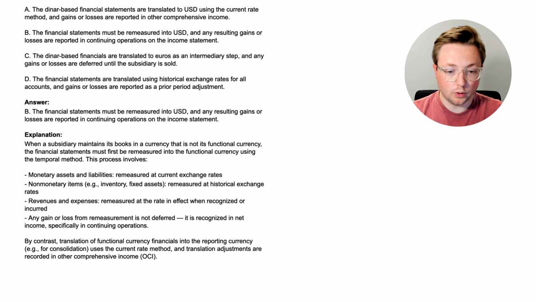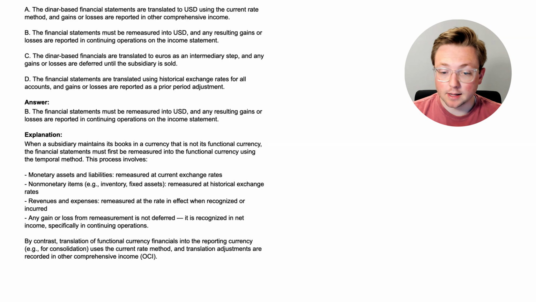Well, we're going to talk about what it involves. This process involves monetary assets and liabilities being remeasured at current exchange rates, non-monetary items like inventory and fixed assets being remeasured at historical exchange rates, revenues and expenses being remeasured at the rate in effect when recognized or incurred, so the current rate, and any gain or loss from remeasurement is not deferred, it is recognized in net income, specifically in continuing operations. So when you have this functional currency or you're trying to remeasure something into functional currency, you have to use the temporal method to remeasure it.